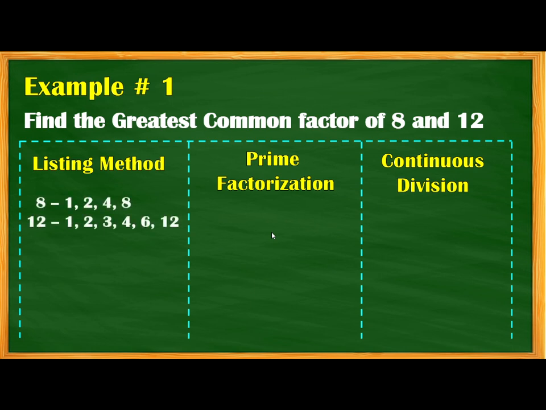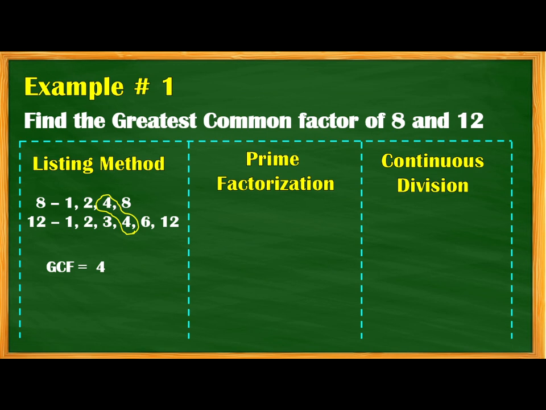So 8 and 12. These are the factors of 8: 1, 2, 4, and 8. The factors of 12 are 1, 2, 3, 4, 6, and 12. What would be the common factor between 8 and 12? Very good, Grade 4 pupils. The common factor would be 4. So the GCF of 8 and 12 is 4.